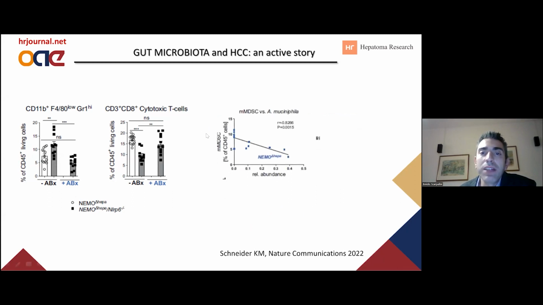But very nicely, that is what happens as well in terms of abundance of single phyla of bacteria. So as we operate the fecal microbiota transplantation, the quota of suppressing cells or CD8 cytotoxic cells increases, and the abundance of Akkermansia muciniphila goes down.